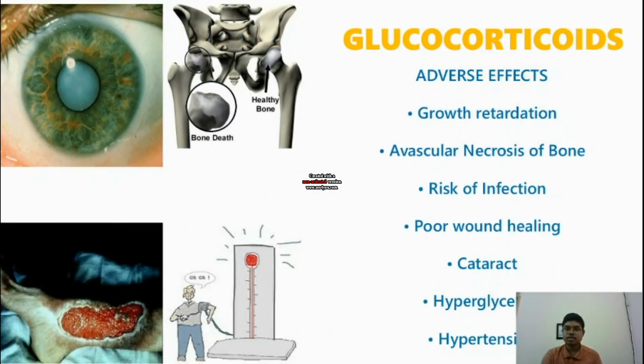Now these are the adverse effects of glucocorticoids. Growth retardation, avascular necrosis of bone, risk of infection, poor wound healing, cataract, hyperglycemia, hypertension.